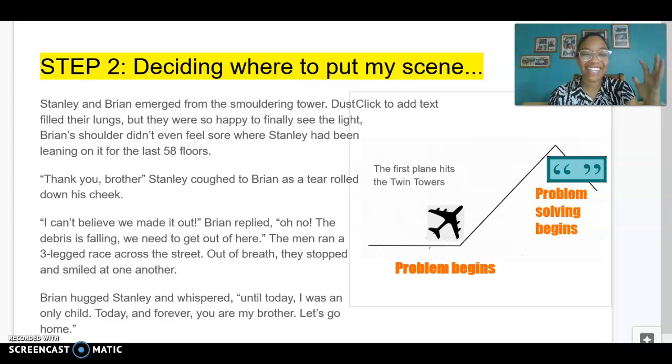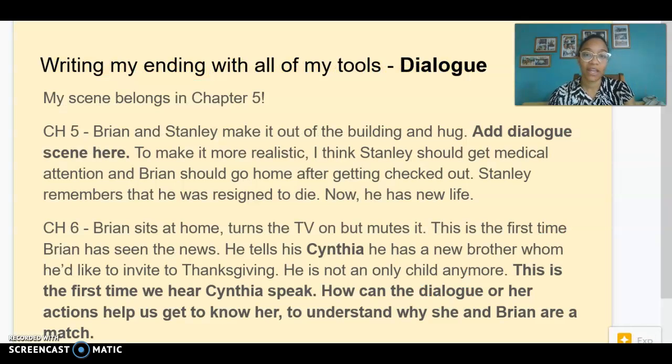Finally, I can use my scene. Remember that this scene that I created with dialogue belonged in the 5th chapter? Well, I'm going to put it right in there. So I've just put "add dialogue scene here." That little note is for me. Remember that as we're going through this thinking of how we can use our pre-writing, you're doing what you need to write your best story. So it's okay to kind of talk to yourself in your notes.